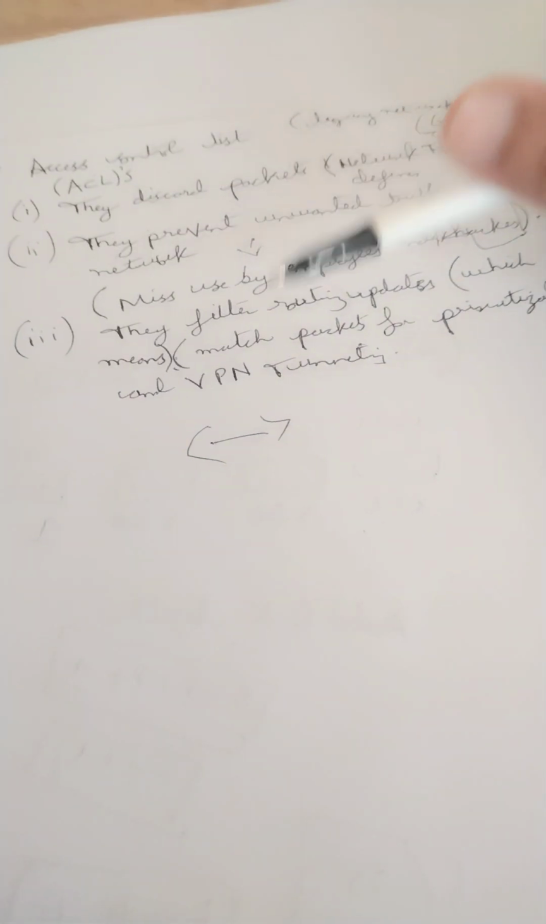ACLs filter routing updates. Now, if you're from America and Canada and these places, you might say routing, but in England, some people say routing. So it helps in filtering routing updates, which means that you can match packets for VPN tunneling and prioritization. I need to pronounce this properly. Prioritization. Yeah, there we go. That's the problem when English is your second language and you're trying to pronounce a beautiful word.